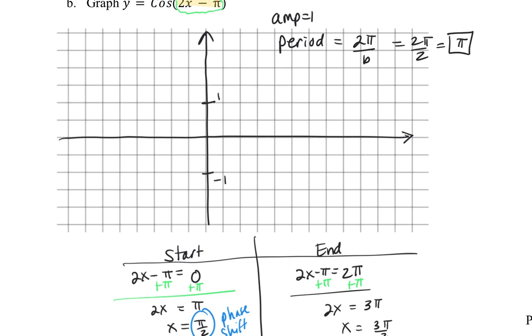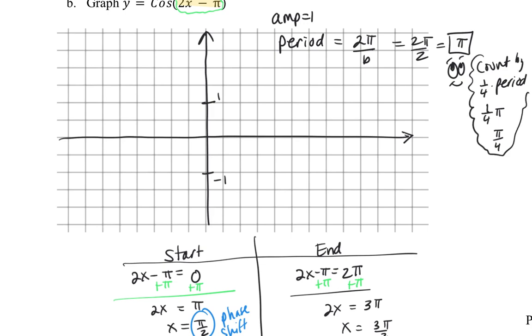So that's our end. Now just a little trick is to think about what we're counting by. We can just count by a quarter of the period. So that's how I know what tick marks to make. So I'm going to do a quarter of the period, which is pi. So my little tick marks, I'm going to count every pi over 4.